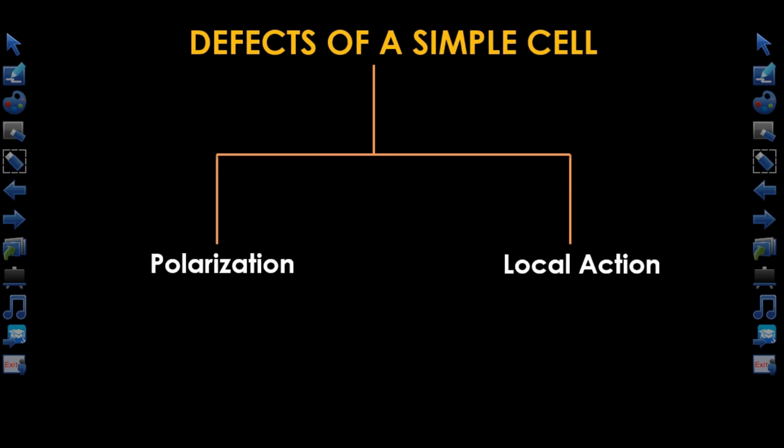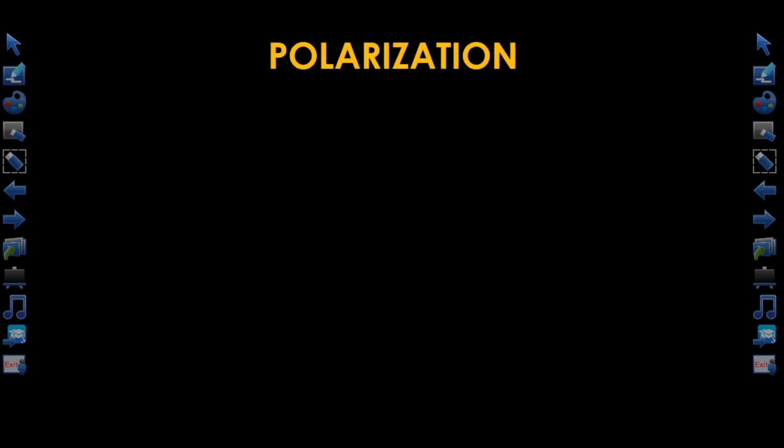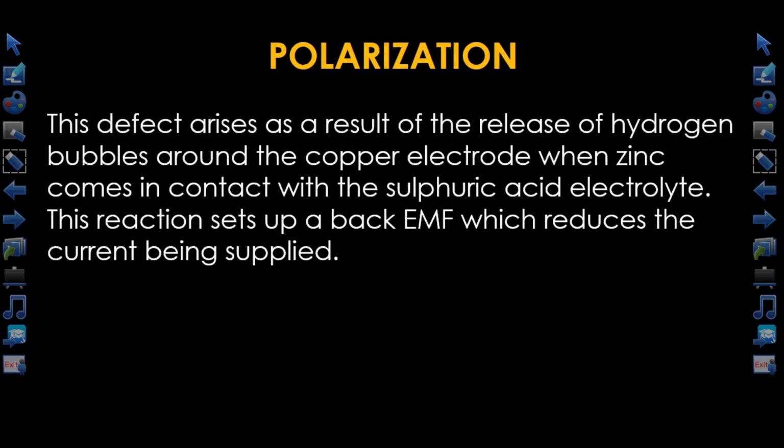Polarization and local action. What is polarization? When we talk about polarization, it's simply a defect that arises as a result of the release of hydrogen bubbles, that is the hydrogen gas. And this hydrogen gas surrounds the copper electrode. That is to say, surrounding the copper electrode makes the function of this cell reduce. And these hydrogen bubbles are being released when zinc comes in contact with sulfuric acid, which is the electrolyte.